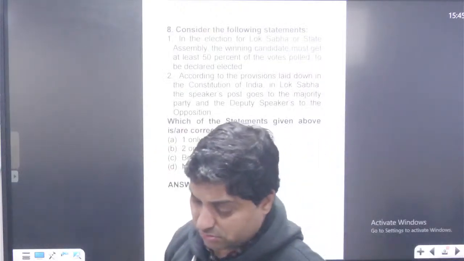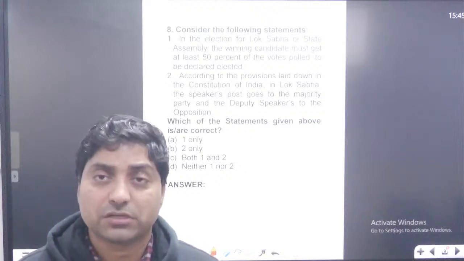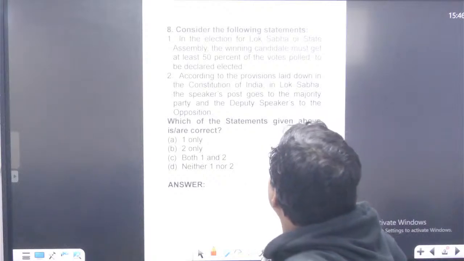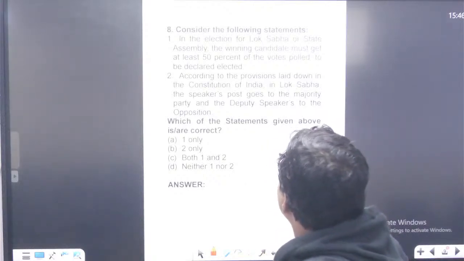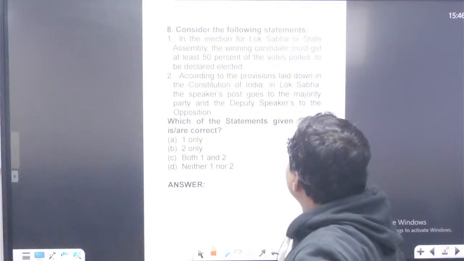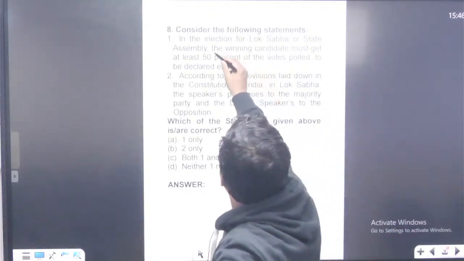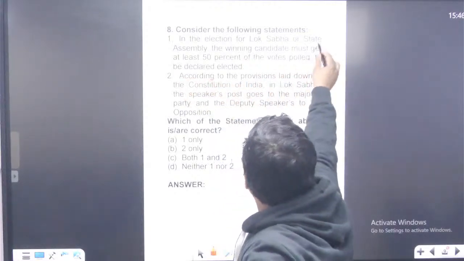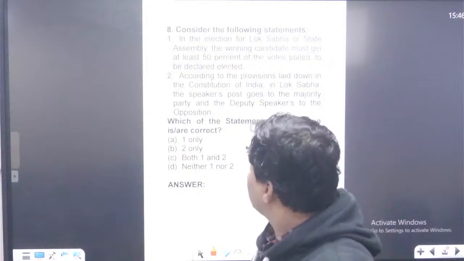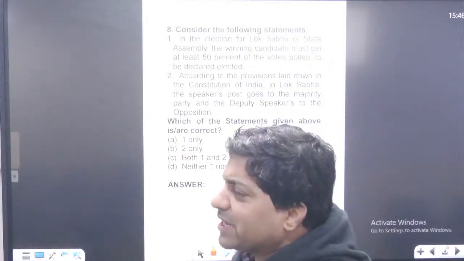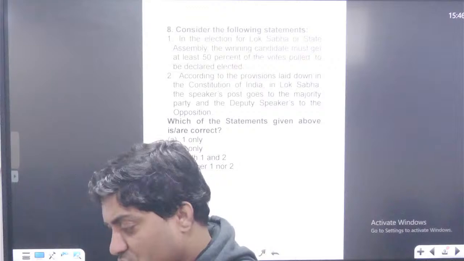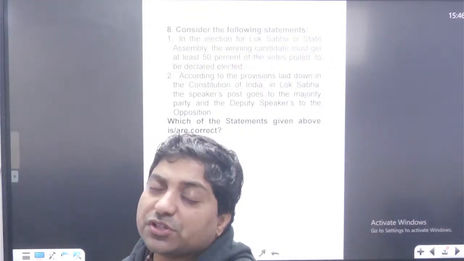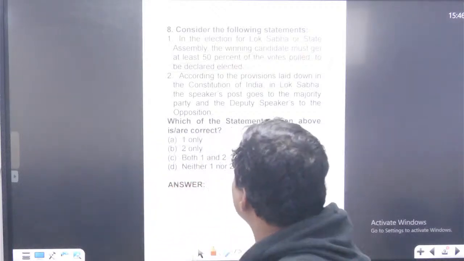Now look at this question and see what concept we can decode. Consider the following statements. In the election for the Lok Sabha or the State Assembly, the winning candidate must get at least 50% of the votes polled to be declared elected. No. It's not necessary that the winning candidate cross the 50% threshold of the total vote. No, this is not a rule.